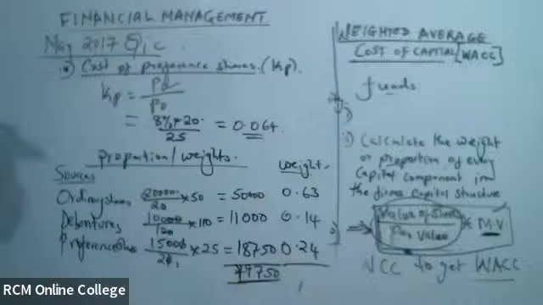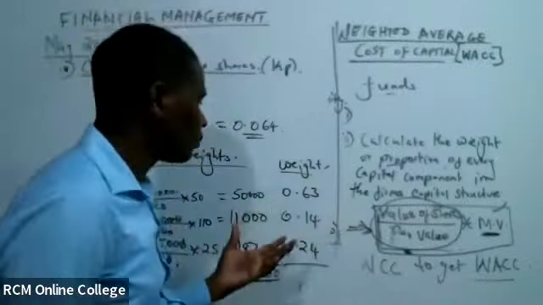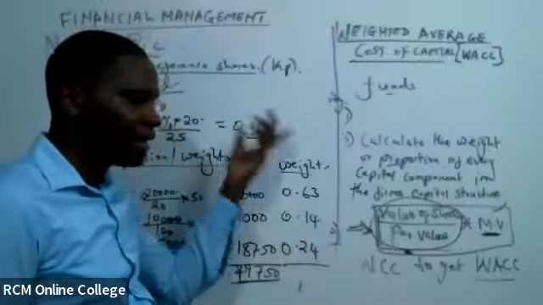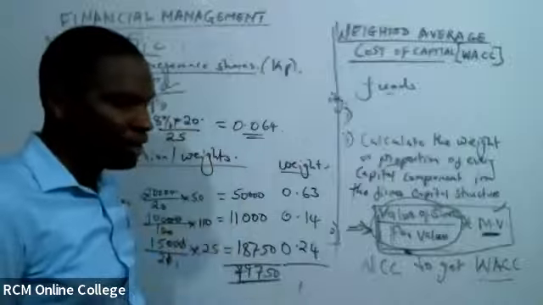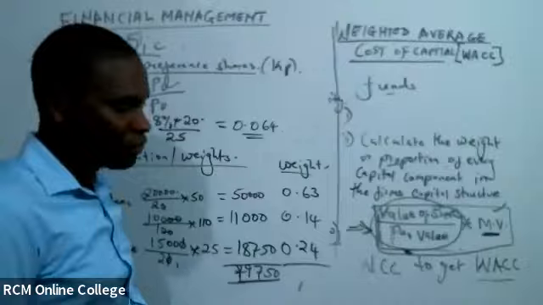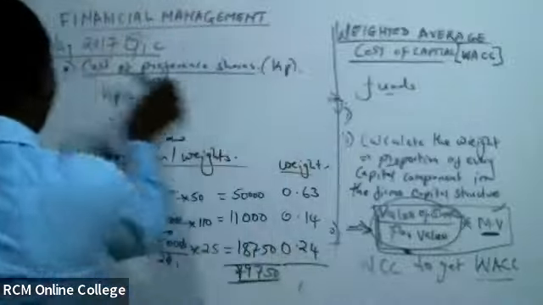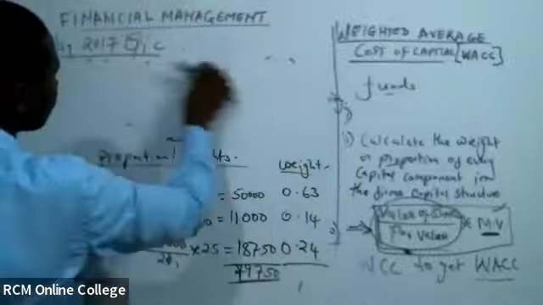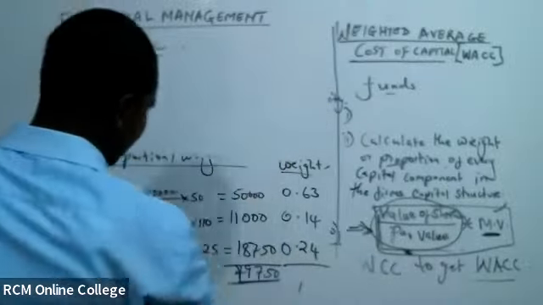Okay, now class, I want us to move to the next step. And remember, the next step ilikuwa kufanya nini? Uchukua hii, tuna multiply na ile component cost. So weight times the component cost. Now, I give you just a general formula that you'll be using to combine the two, to compute the WACC.